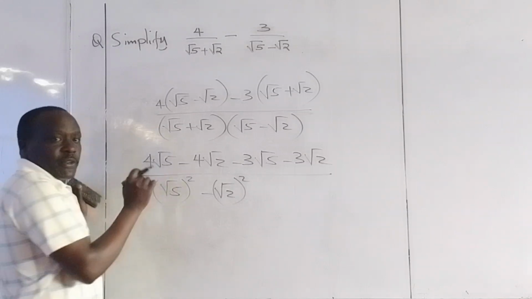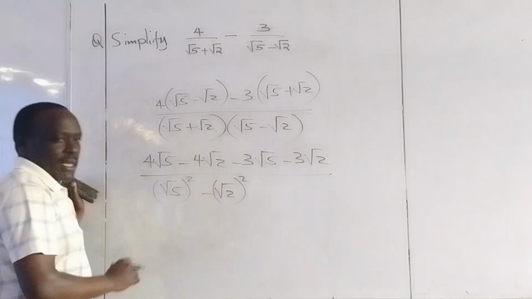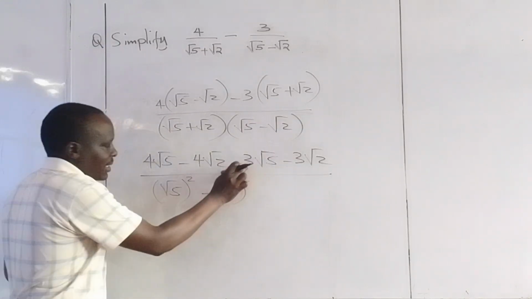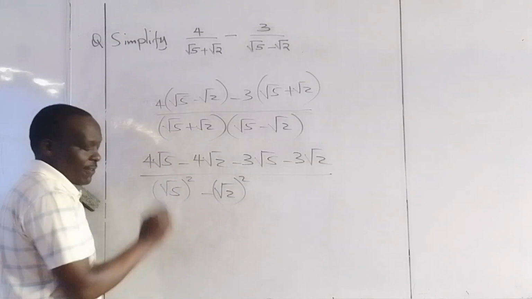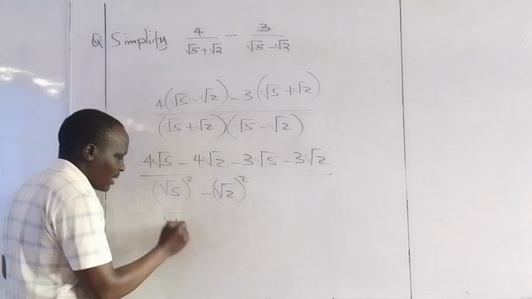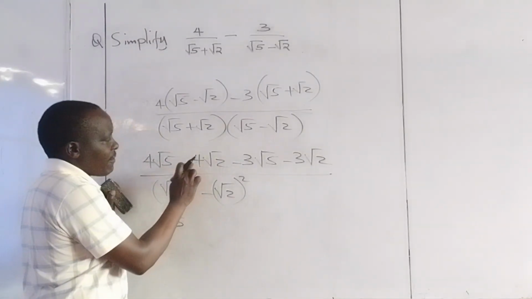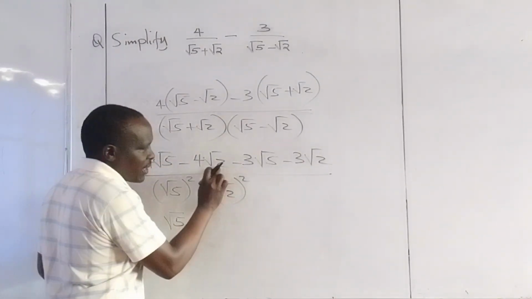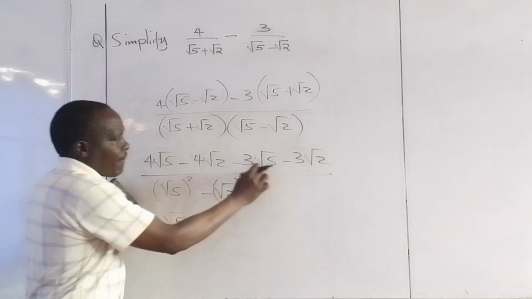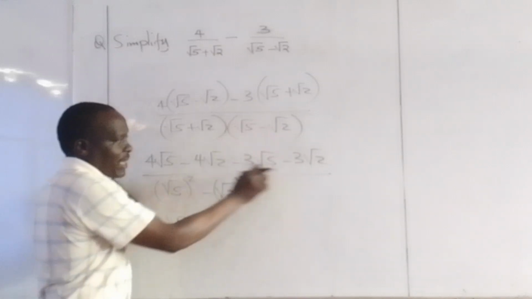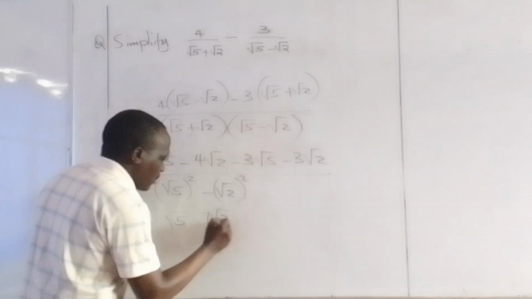Then from there, if you look at the numerator, we have the common surds. We have surd 5 here, and we have another surd 5 there. But the coefficient here is 4, this one is 3. So 4 surd 5 minus 3 surd 5 is 1 surd 5. So 1 surd 5 is written as surd 5. Then we have 4 surd 2. There's surd 2 here, and there's another surd 2 there. This is negative 4 surd 2 minus 3 surd 2. This one will be negative 7 surd 2.